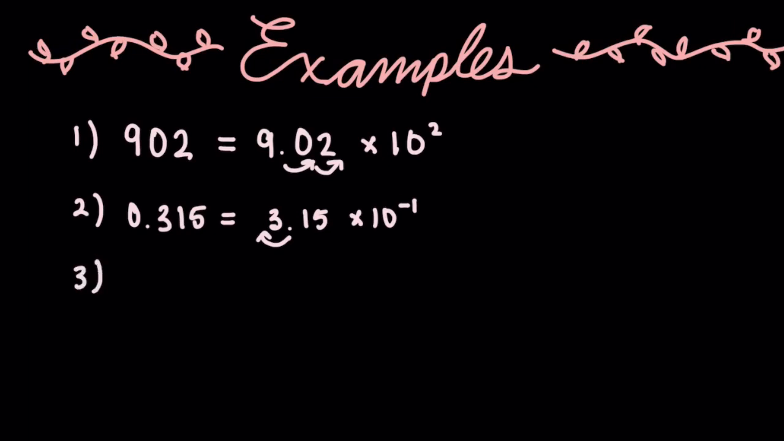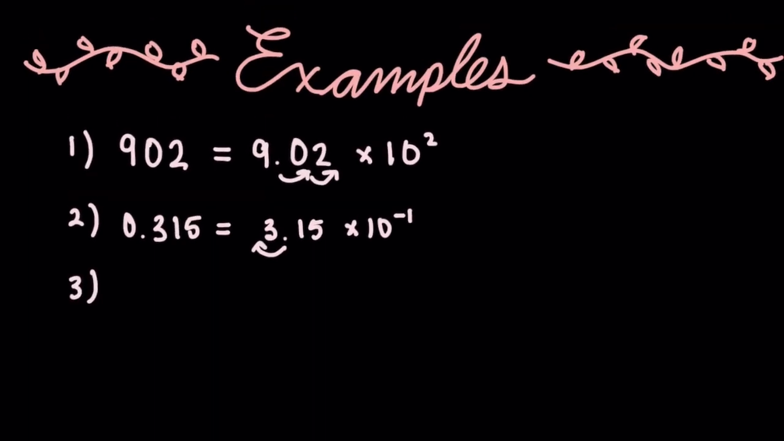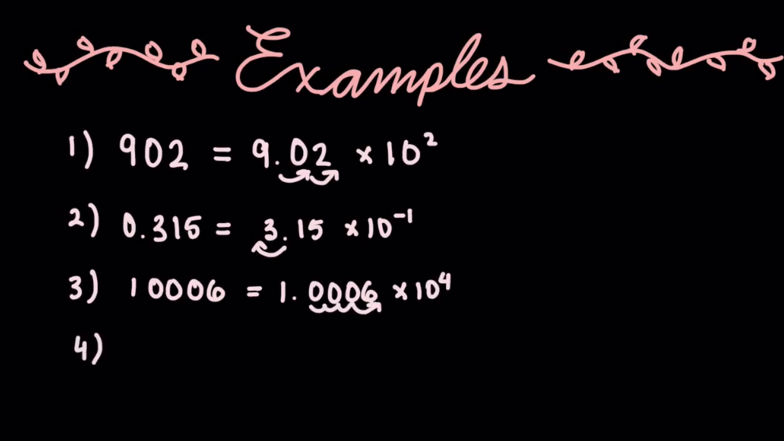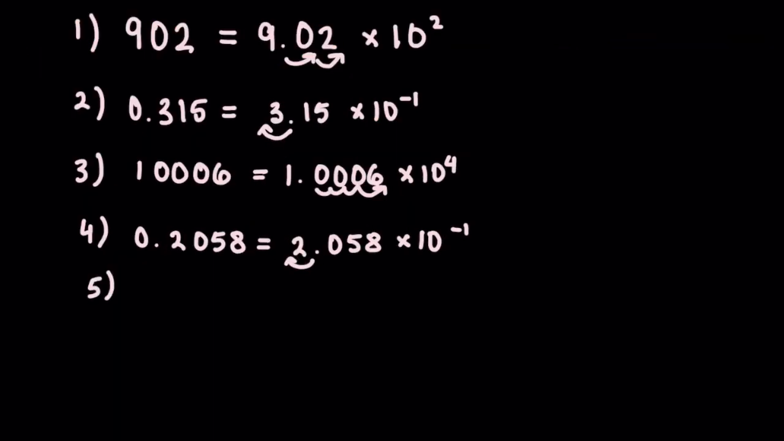The third problem we will try to do is 10,006. We can rewrite this as 1.0006 times 10 to the power of 4 because we want to move our decimal 4 places to the right. Now we can try to do 0.2058. We can write this as 2.058 times 10 to the power of negative 1 because we want our decimal to move 1 place to the left.